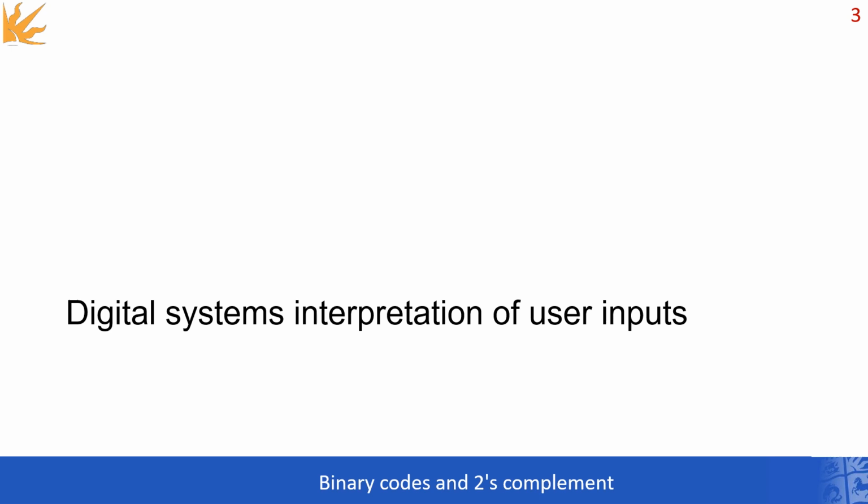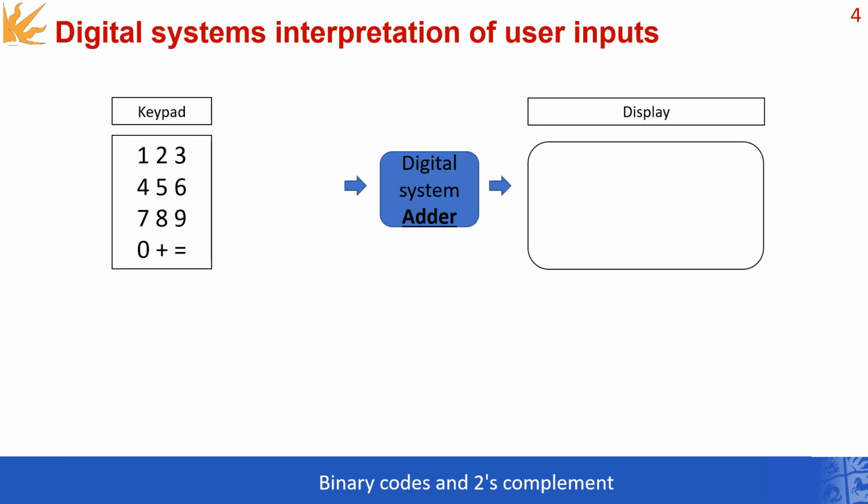So, how do digital systems interpret user input? Let's focus on this example. We got a keypad and a user types 2. That appears on the display. When the user types the plus button, that information goes through the digital system adder, and then the user types 5. When the user types equals, by pushing the equals button, the result will appear on the display.